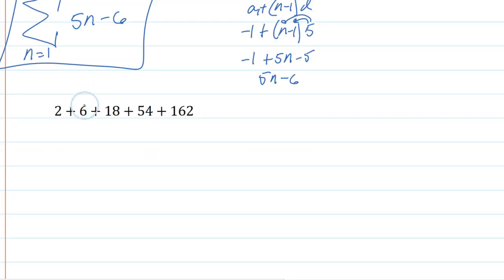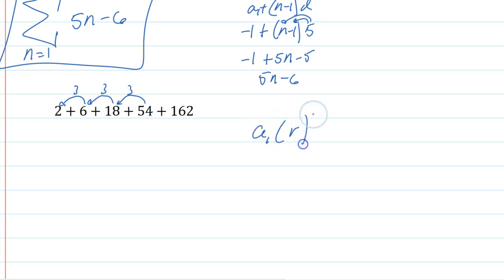Last one. 6 take away 2 is 4. 18 take away 6 is not 4. So it's not arithmetic. We'll check to see if it's geometric. 6 divided by 2 is 3. 18 divided by 6 is 3. 54 divided by 18 is also 3. So I know it's geometric. My common ratio is 3.